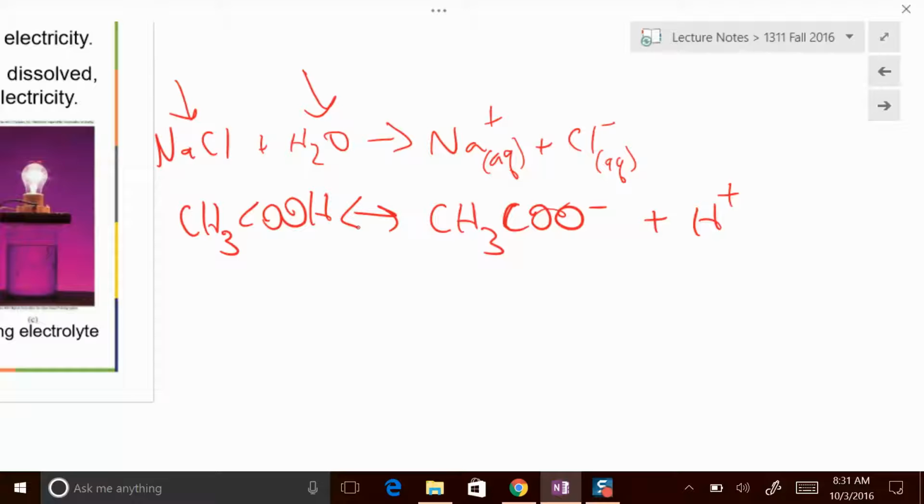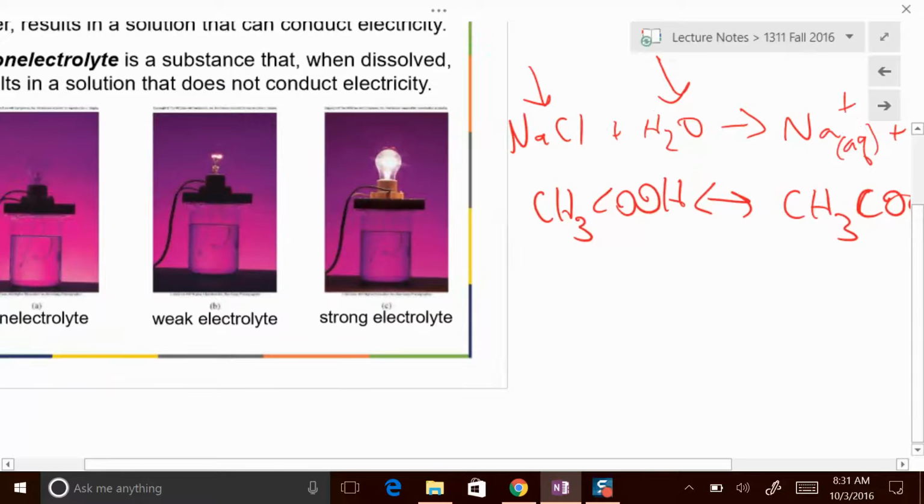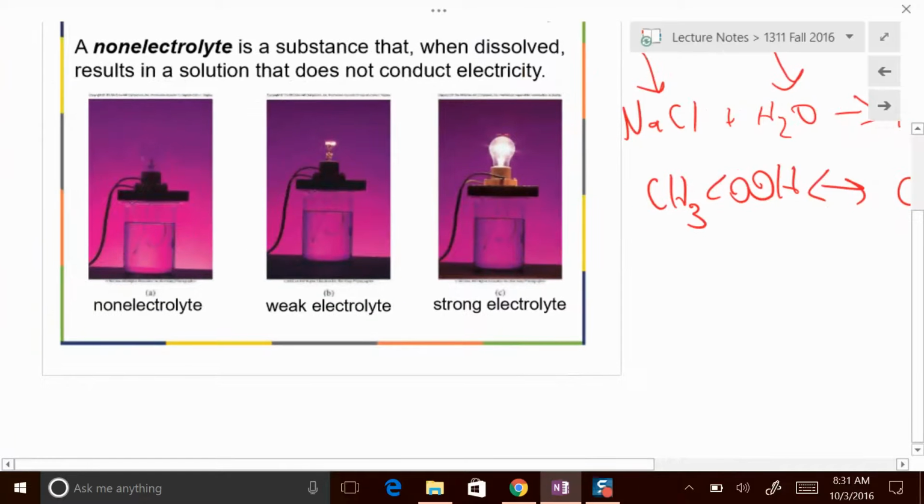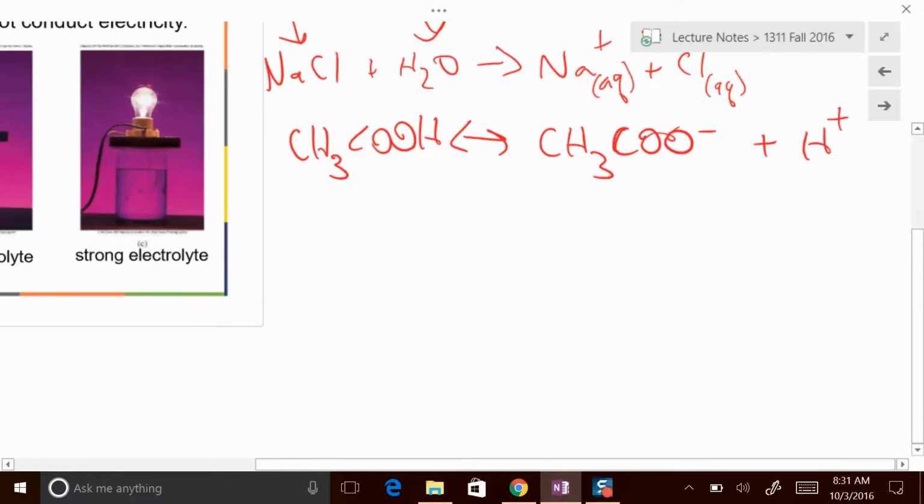Because there's not as many ions present in solution due to the fact that it's going back and forth, it doesn't conduct electricity as well. So you get a weak electrolyte. A non-electrolyte. Non-electrolytes are things that do not dissociate or break apart at all, but they do dissolve in water.